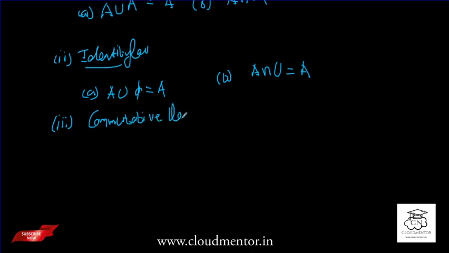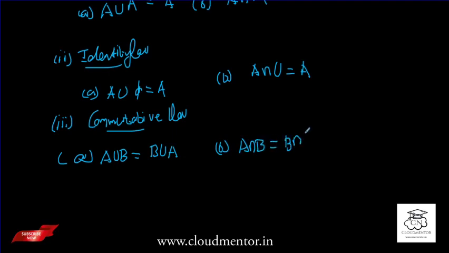Commutative law. It says that A union B will be equal to B union A. That is a commutative law. And also A intersection B is also equal to B intersection A. They are commutative.